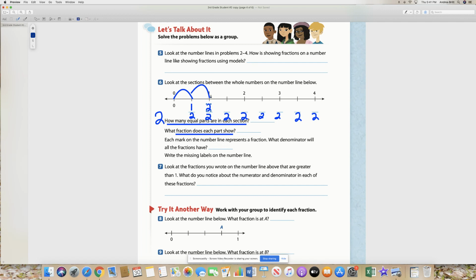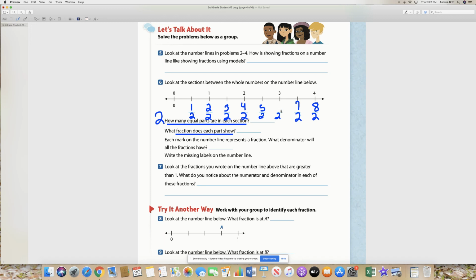This is 2/2. Now this, because we're going past 1, is going to be a fraction greater than 1. That is 3/2. Then we have 4/2. And then we have 5/2. 6/2. Next comes 7/2 and 8/2. Try that one more time.